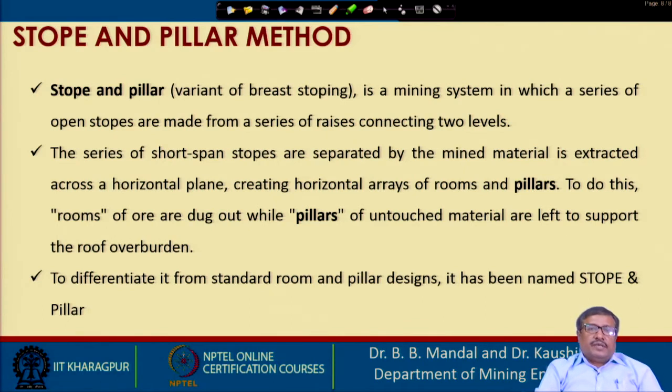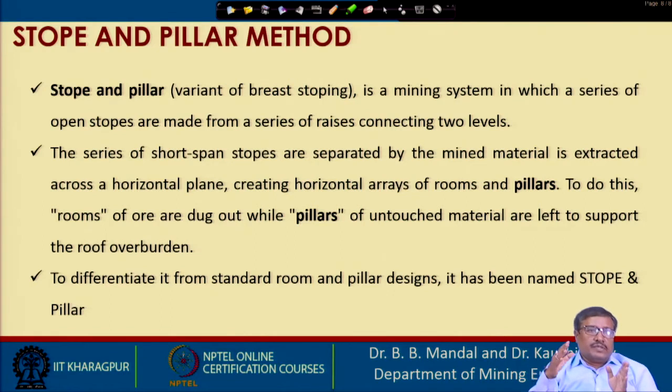What we are actually doing is that these are horizontal arrays, that means a series of stopes one by one in one level, one by one. These stopes are nothing but rooms, since we are not calling it room and pillar. So, there will be a stope, then there is a gap, a barrier pillar, and then there will be another stope. There will be a series of stopes and pillars like that.